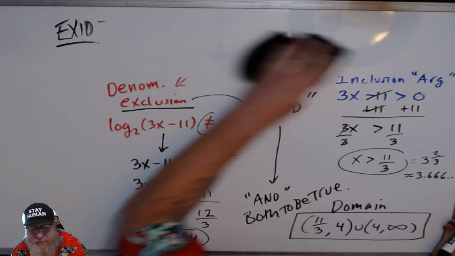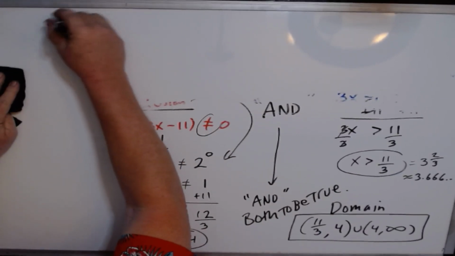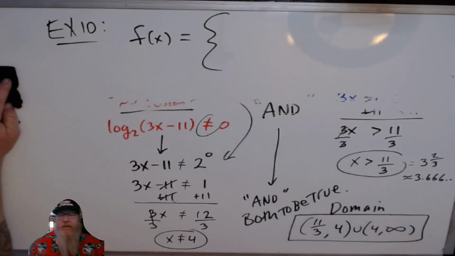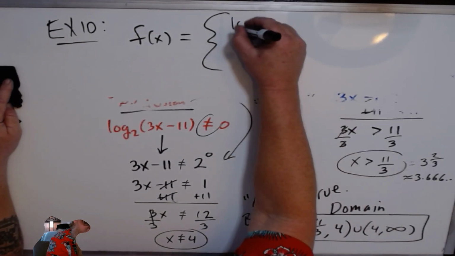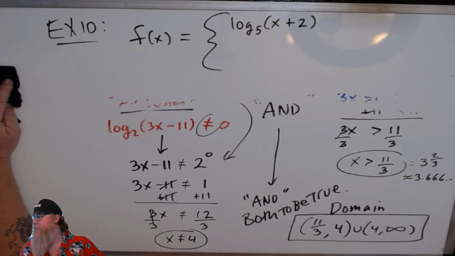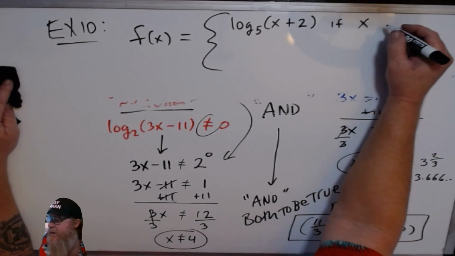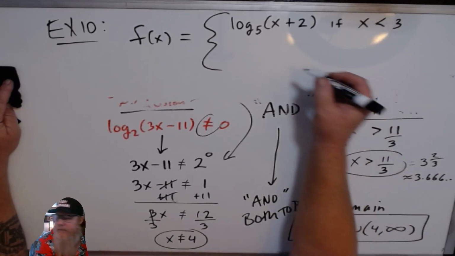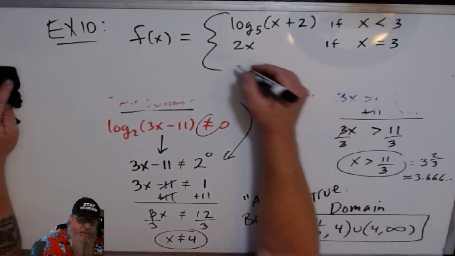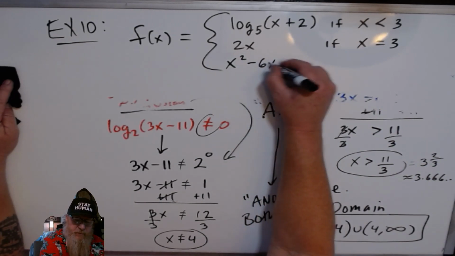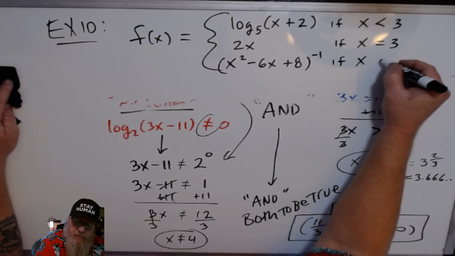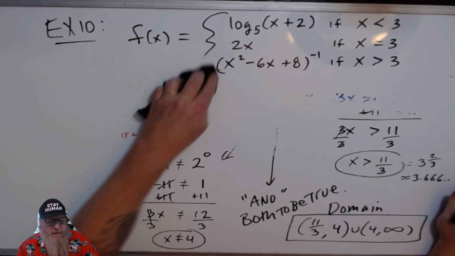So now we're going to go back to what we were talking about before, which is piecewise functions. We were talking about these in the last video. This one has 3 pieces. So we have a 3-piece piecewise function.